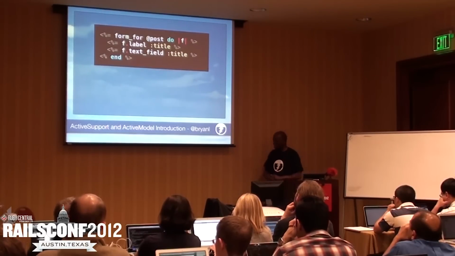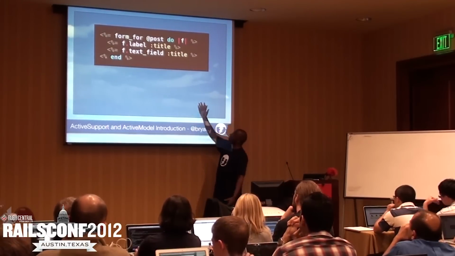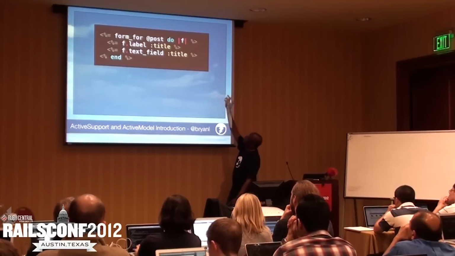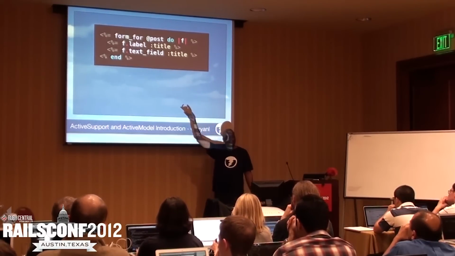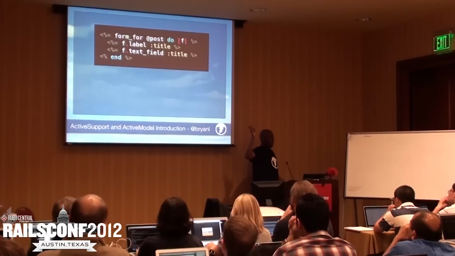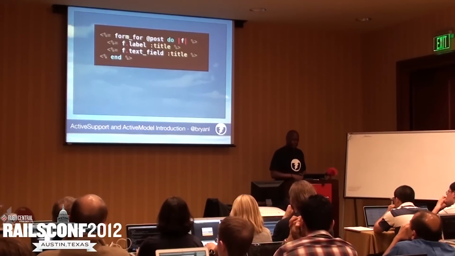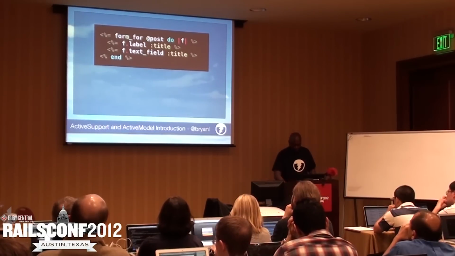And I was talking about Action Pack earlier, and I was talking about my form_for. So in this form_for @post, you assume that the instance variable post is Active Record. But it doesn't have to be. It can just be something that adheres to the ActiveModel interface. So let's look at that.